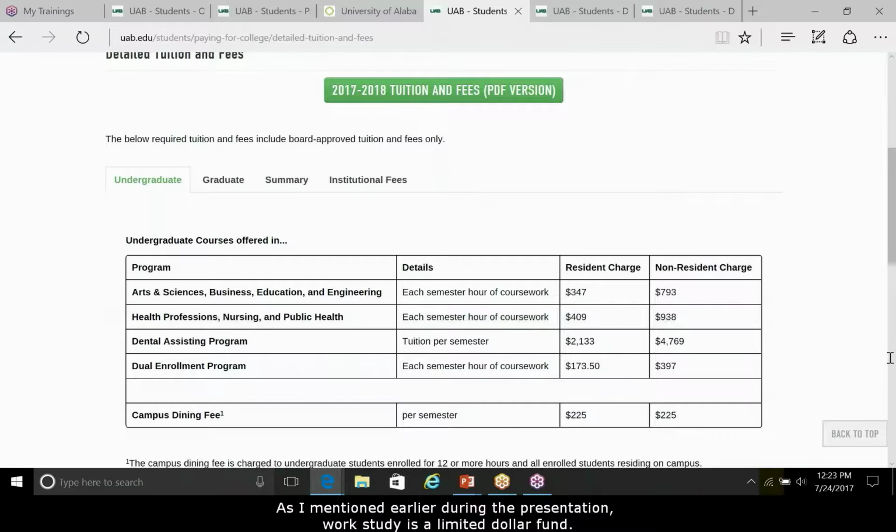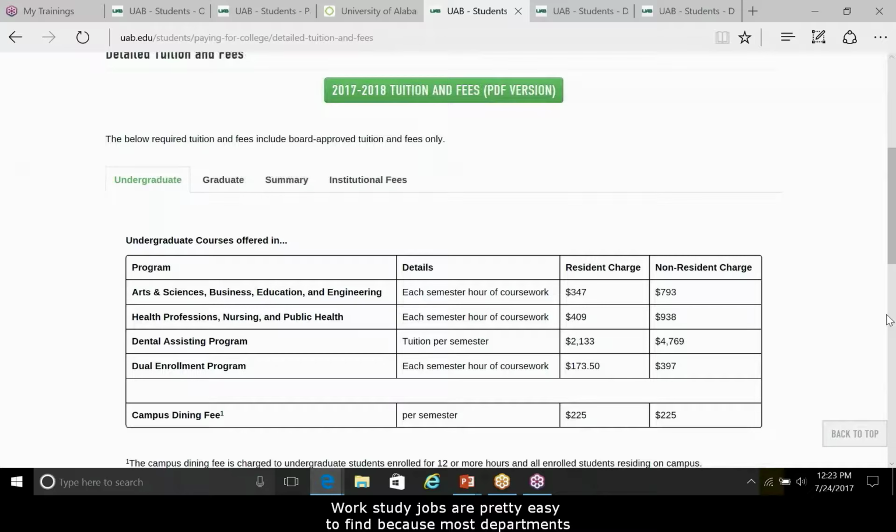As I mentioned earlier during the presentation, work study is a limited dollar fund, and we run out of money oftentimes before we run out of students who are interested in work study. So we do maintain a wait list in our office, and as we find out that there are students who are choosing not to use work study funds they were offered, we can then offer those funds to other students. Once you're offered work study, then it's up to you to find a position on campus.